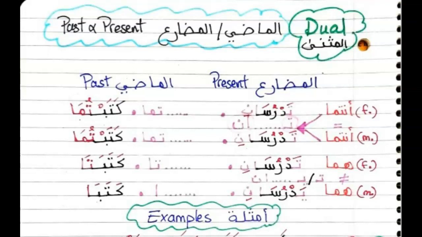This is the second part of the verb conjugation in the past tense. The second group is the dual, which is called al-muthanna.